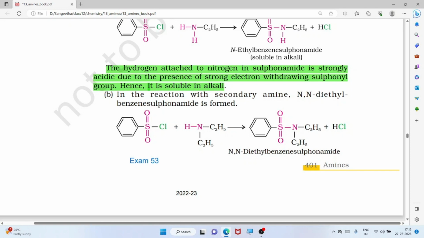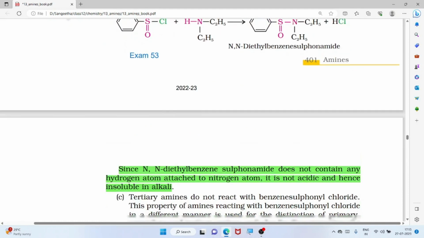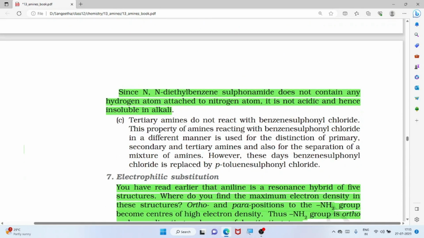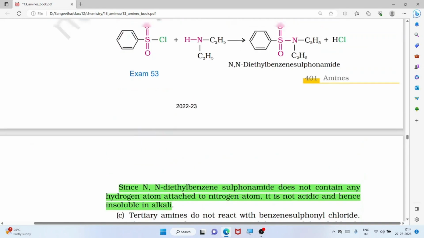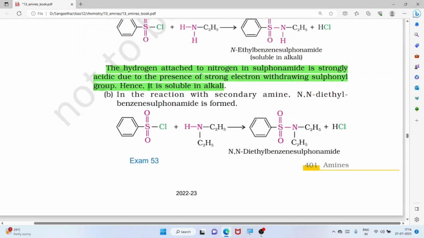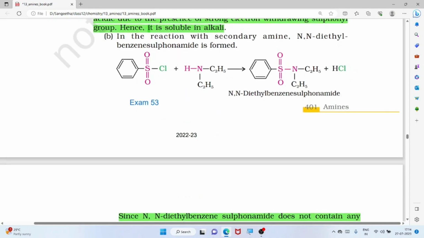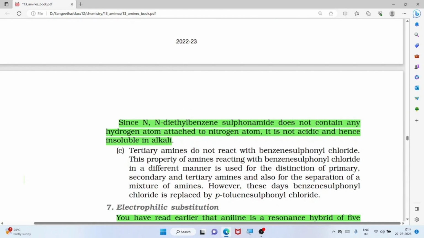In reaction with the secondary amine, this is the product. Since the N,N-diethylbenzenesulfonamide does not contain any hydrogen atom attached to the nitrogen, it is not acidic and it is insoluble in alkali. So the primary product is soluble in alkali, but the product from the secondary amine is insoluble in alkali.